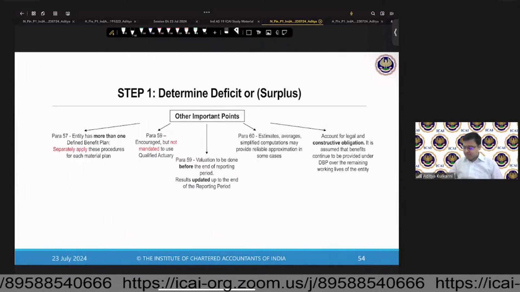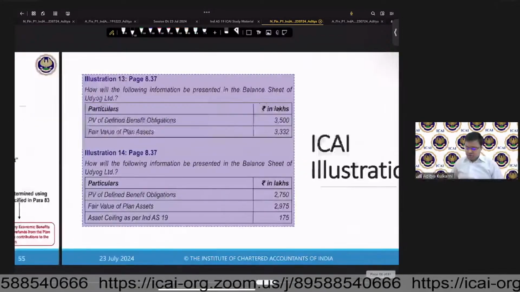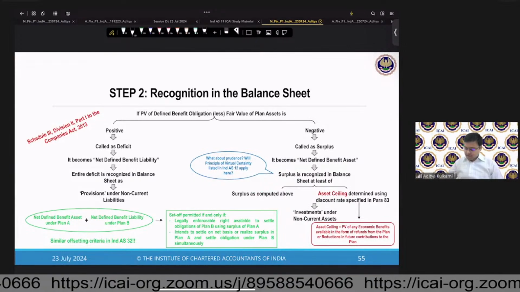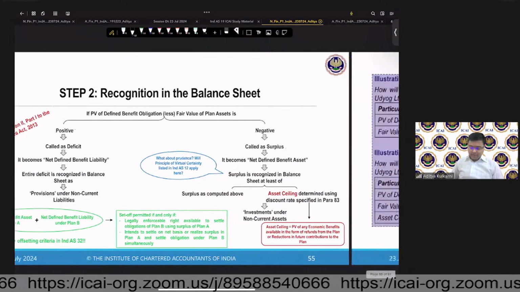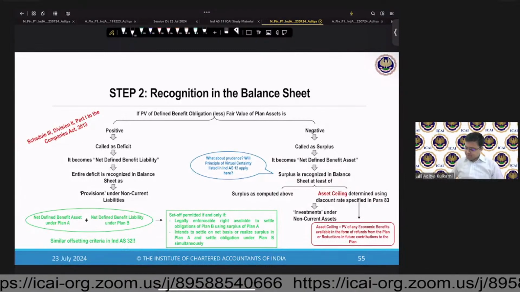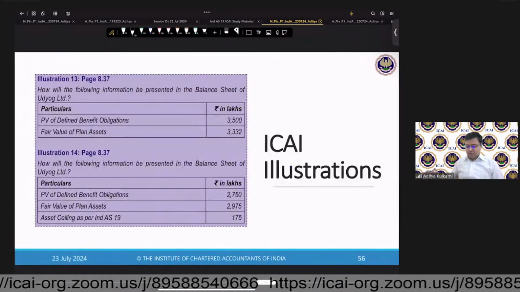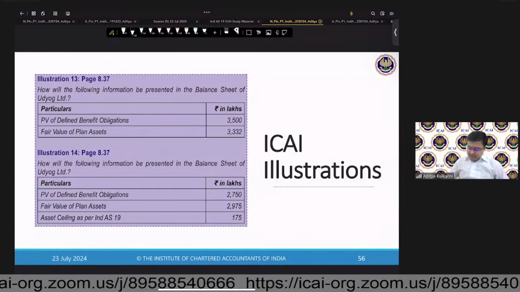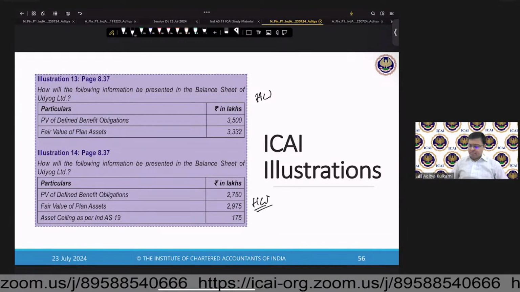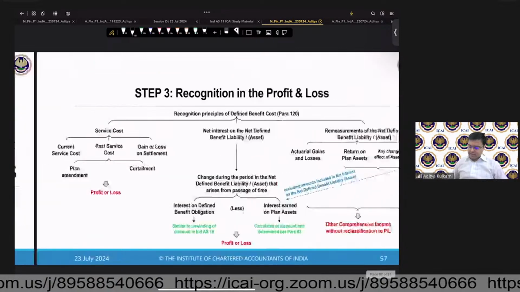You can go through this for your understanding. This is what I have discussed already. So how to present? Just go through this for homework. Not very important at this stage.